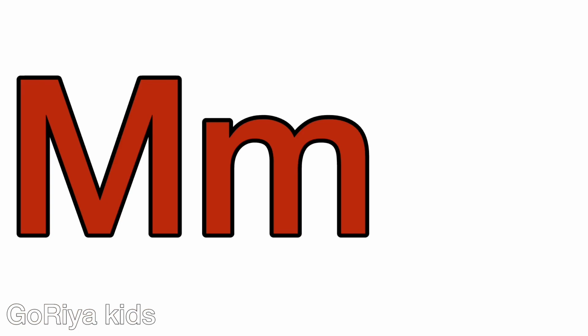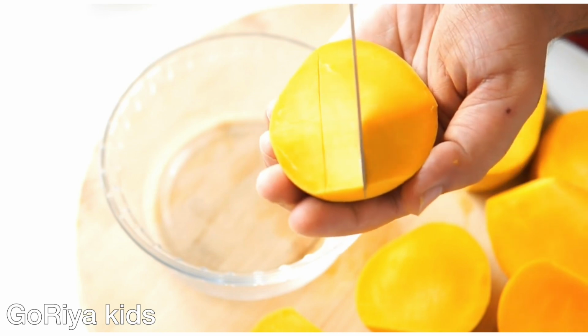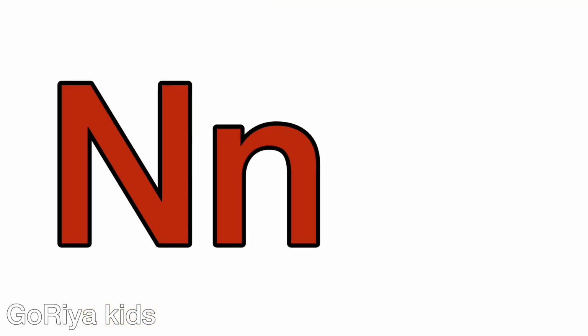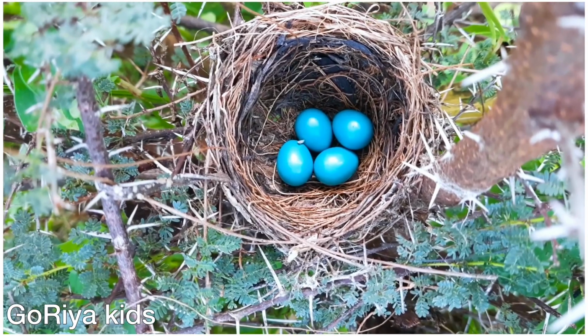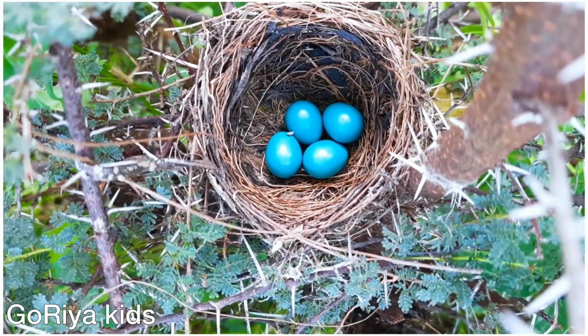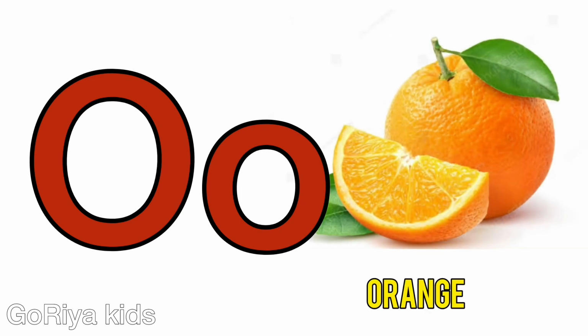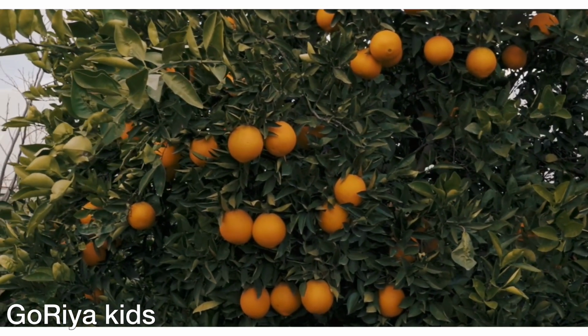M. M for mango. Mango. N. N for nest. Nest. O. O for orange. Orange.